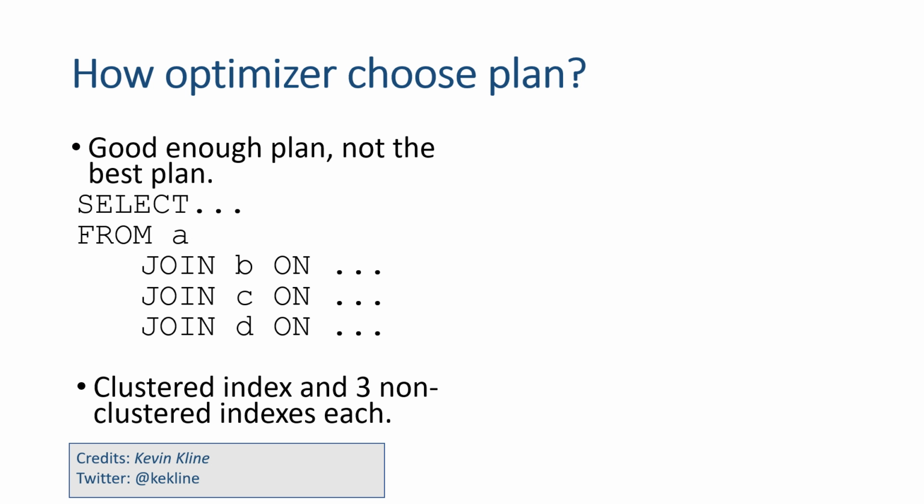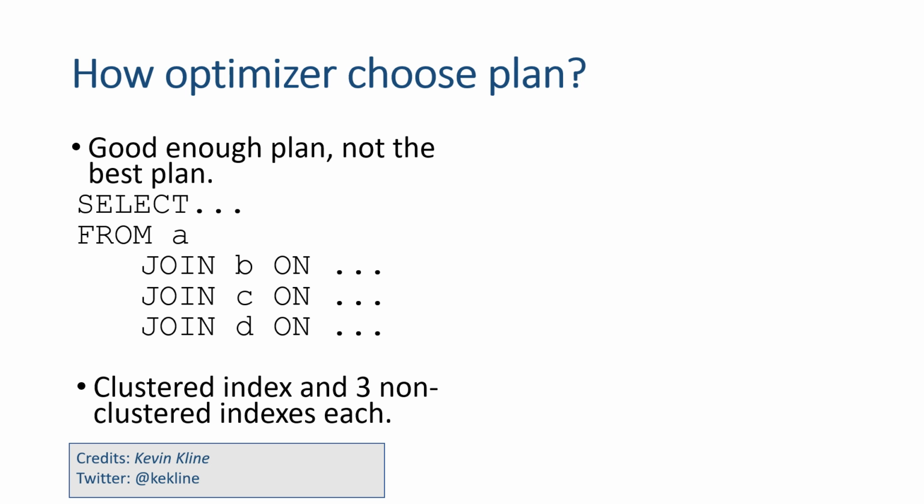Now, this is a very important slide: how the SQL Optimizer chooses the plan. As you know, the SQL Optimizer is a cost-based optimizer. It always wants to choose a good enough plan instead of the best plan. What is the difference? The time and the cost. For example, if the optimizer wanted to choose the best plan instead of a good enough plan, what would it have to do? Say we have a select statement with a 4-table join, and each table has a clustered index and 3 non-clustered indexes on top of it.